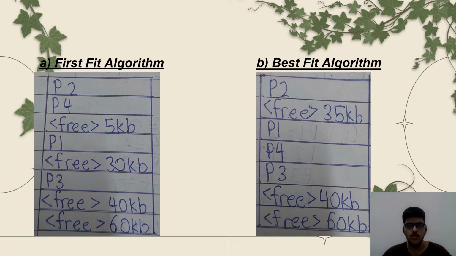Now we go to the right side, best fit algorithm. The answer is P4 will be under P1. 30 KB minus 30 KB equal to 0 KB. There is no number left.